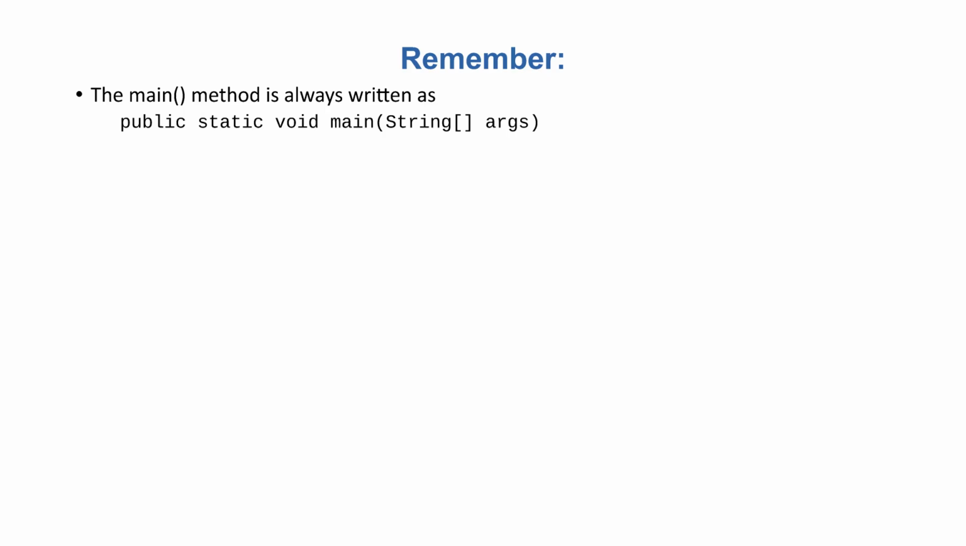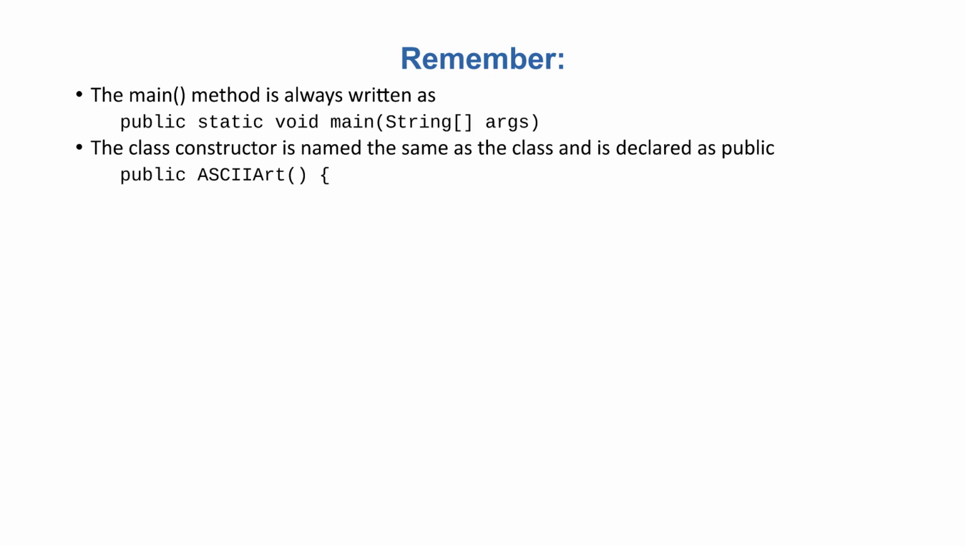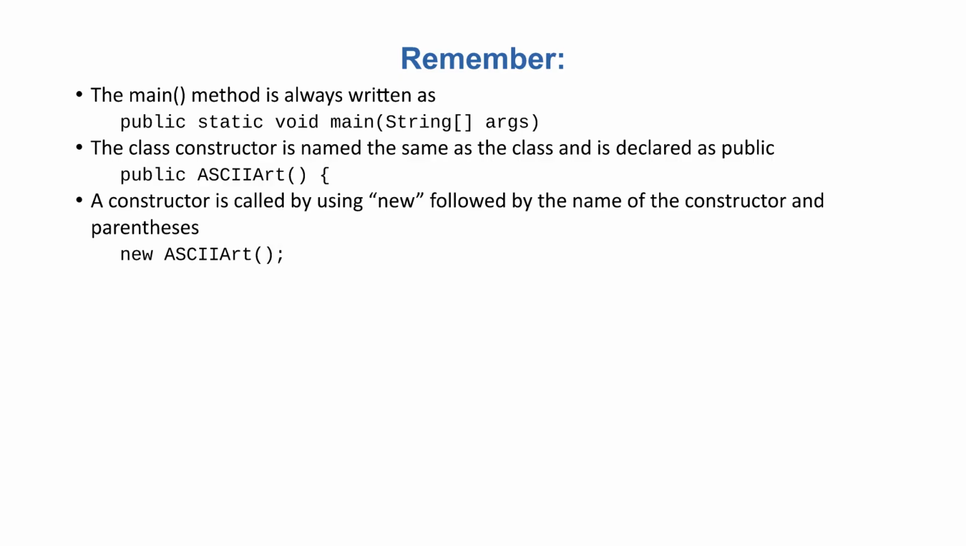The first step you'll be asked to perform for almost every class will be to add code to the main method to call the ASCII art constructor. Remember, as was covered in lesson TG1.1, the main method is always written as public static void main string args. The class constructor is named the same as the class and is declared as public ASCII art. A constructor is called by using new followed by the name of the constructor and parentheses, new ASCII art.